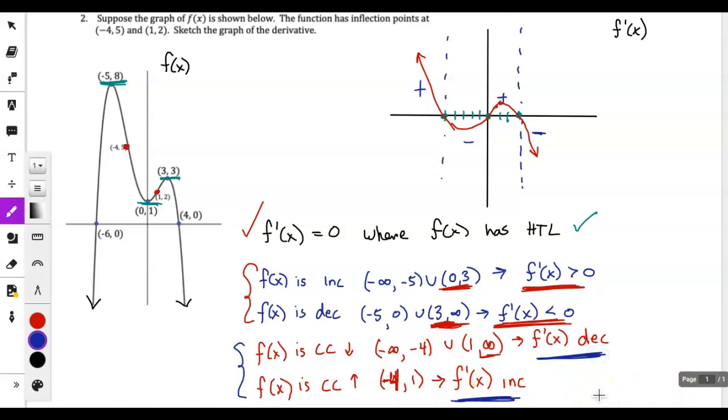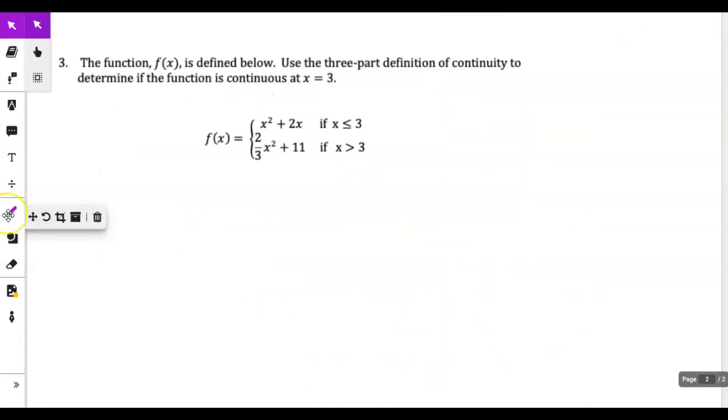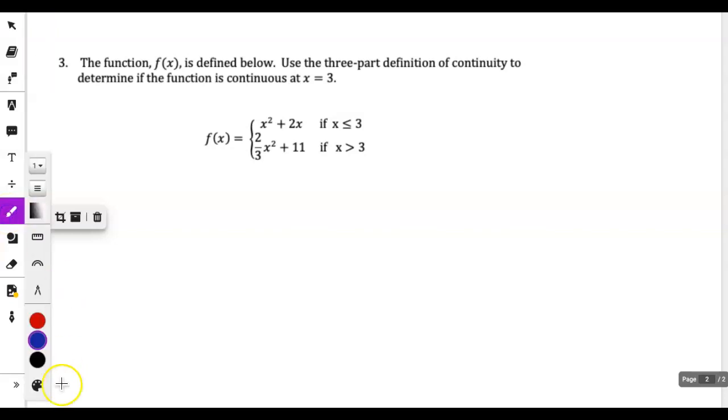Okay, so instead of just making multiple videos, I'm just going to keep going, and I'm going to show you how to use the 3-part definition of continuity next. All right, so here's problem number 3, and it's asking you to use the 3-part definition of continuity to determine if this function is continuous at x equals 3.